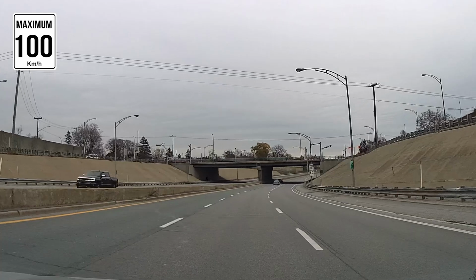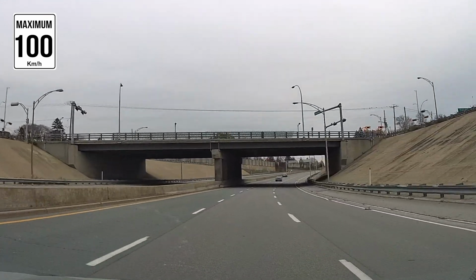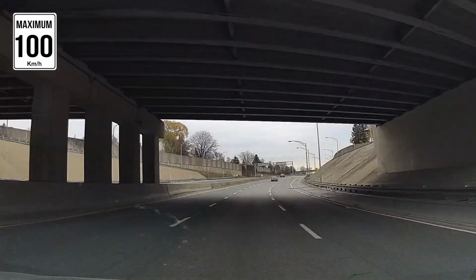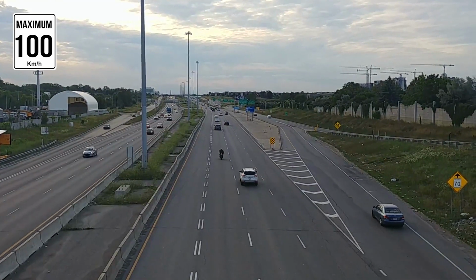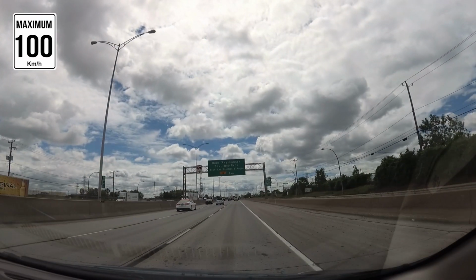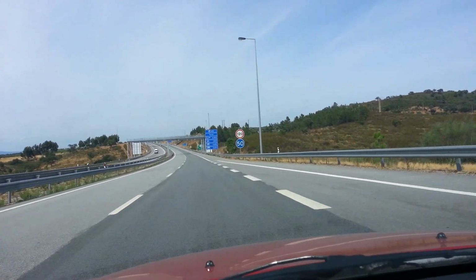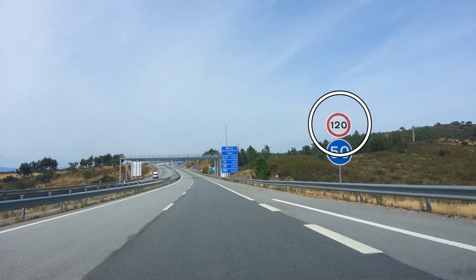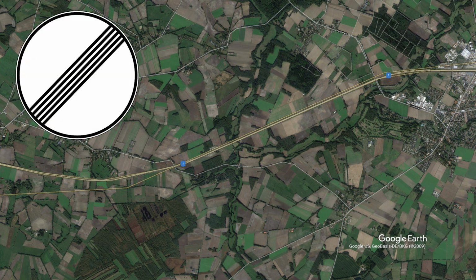100 kilometers per hour or over, you'll see them on highways or freeways, depending on what you call them. In other words, roads where only motor vehicles are allowed. Here in Quebec, the maximum speed is 100 kilometers per hour, but in other places it can be higher, like 120 or 130, which is something you see a lot in Europe. And in parts of some German highways, the autobahns, when you see this sign, there's no speed limit at all.